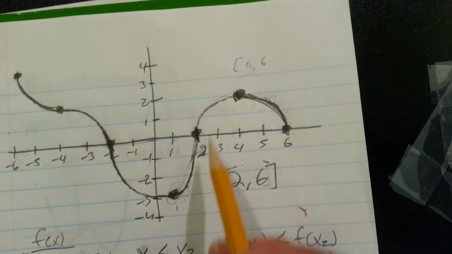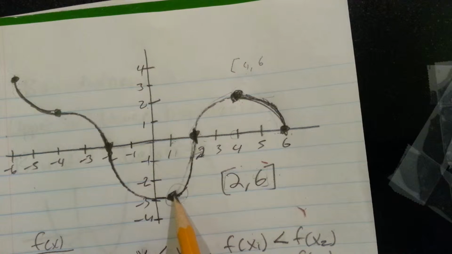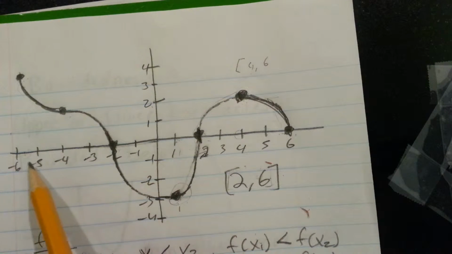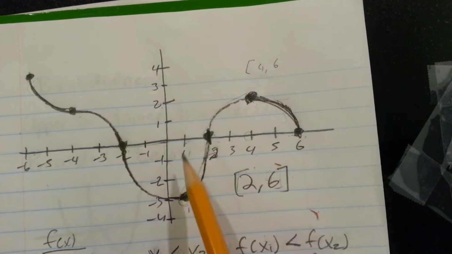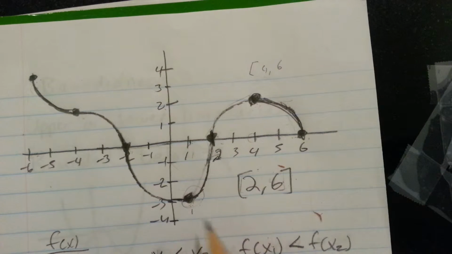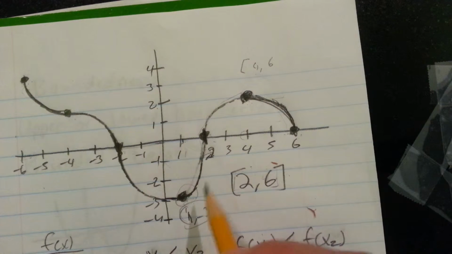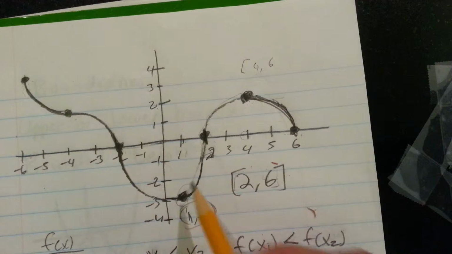Well, let's talk about over here. On this interval, this would be where we bottom out, at this point here. This would be a local or relative minimum on the interval from, let's say, -6 to 2. This is the lowest value that I have here. It occurs at x equals 1, and the coordinate is 1, -3. That would be the coordinates of my local or relative minimum.